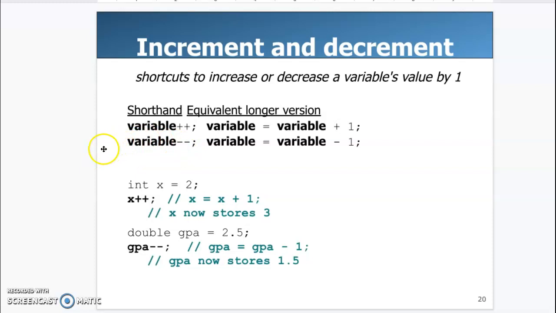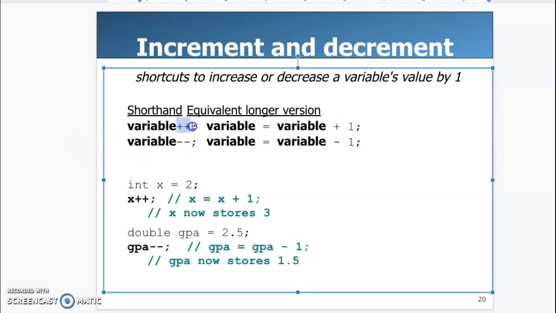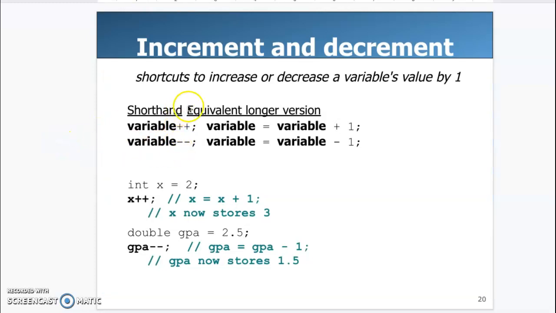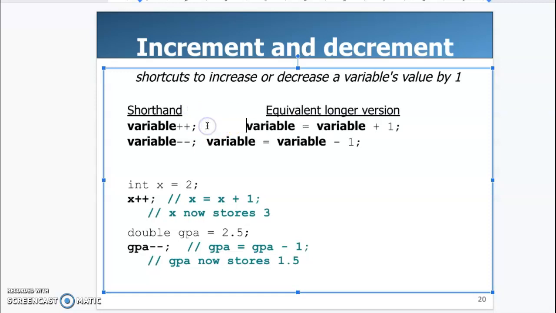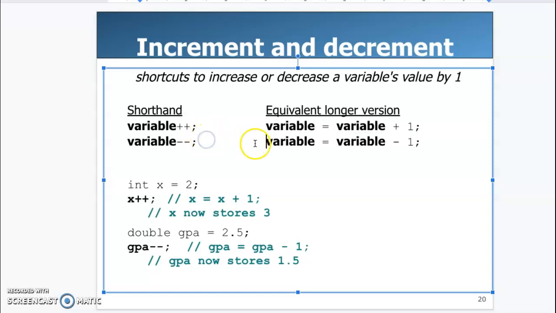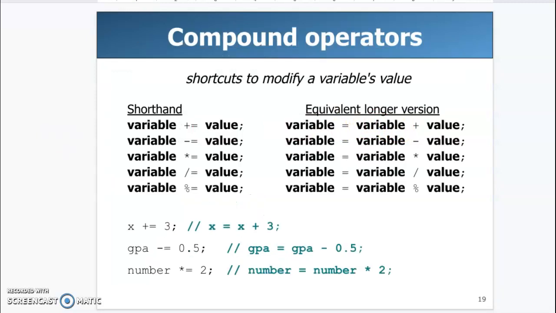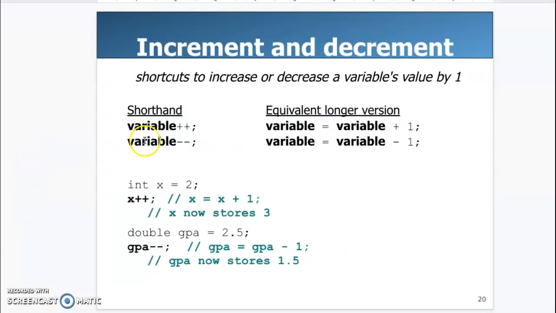So rather than saying a variable equals its value plus 1, we can just use this plus plus. So that's the same as adding 1 to a variable. Similarly, it's the same as if I said variable plus equal 1. So I could use one of these shorthand notations. There are three different ways for me to add 1 or subtract 1 from a variable.